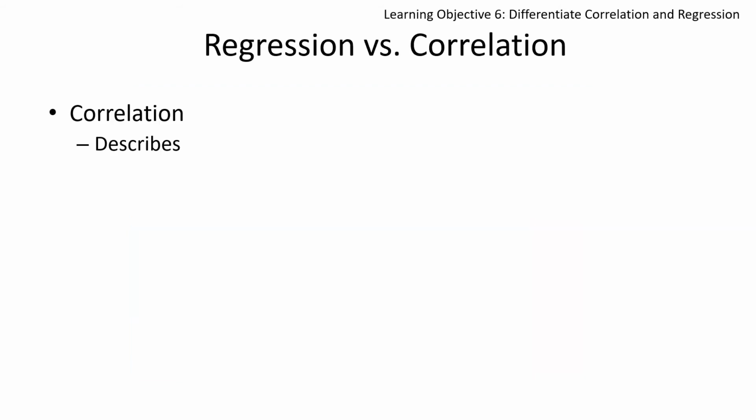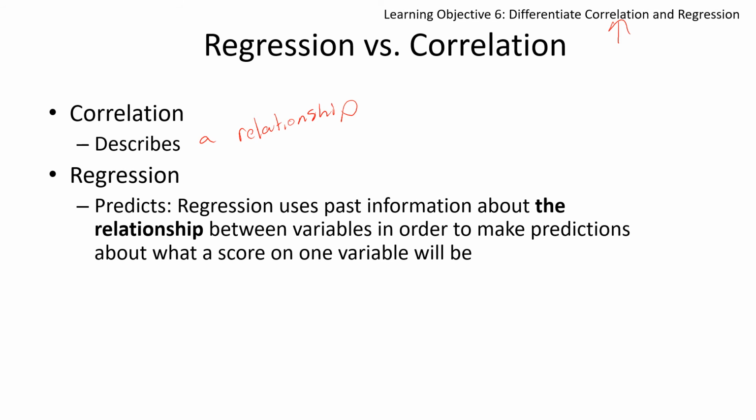This gets us to the second half of the lecture, which is regression. So now the learning objective is to be able to differentiate correlation and regression. Again, this is more on the theoretical side. Correlation describes a relationship. It describes how strong the relationship is. It describes the direction of the relationship, that type of thing. So direction and magnitude.